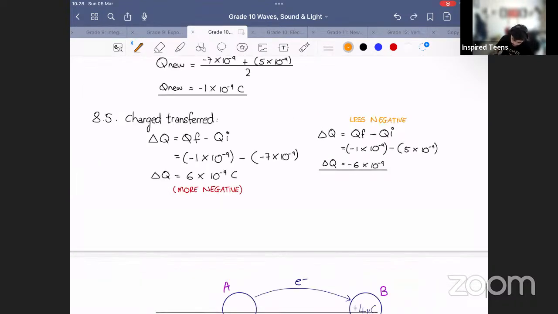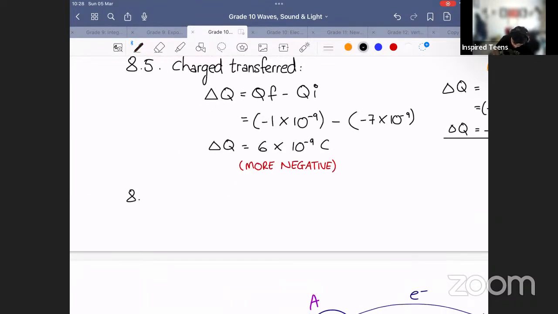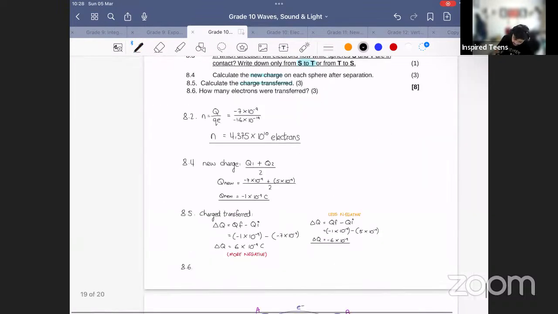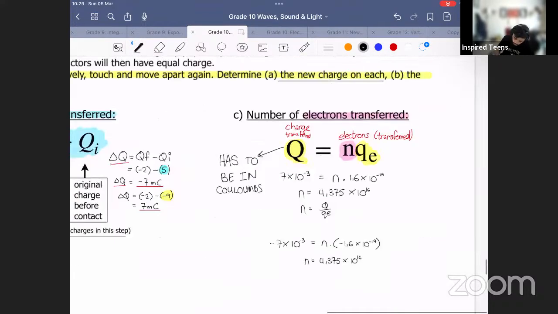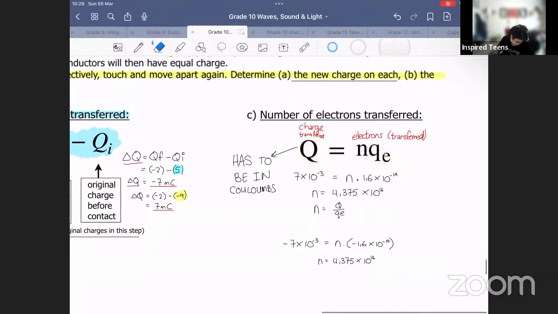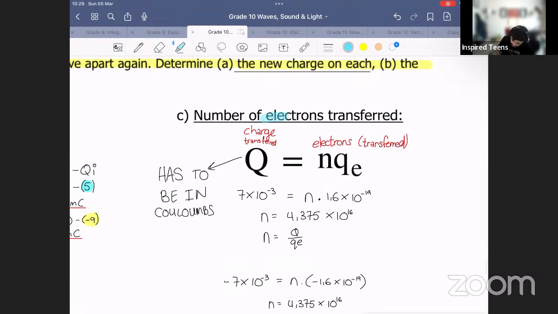Let's look at the next question, which requires us to use our answer from 8.5. Now, 8.6 says how many electrons were transferred. So again, now we're dealing with electrons transferred, keywords. Firstly, the only electron formula we know is N is equal to Q over QE. So that's most likely the one we're going to use. Let's go back to our notes. Oh, we actually talked about it. We said electrons transferred is the key word. This is the formula we use because it contains the electrons transferred.